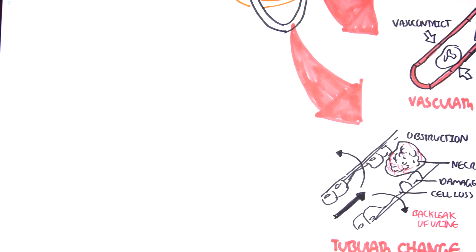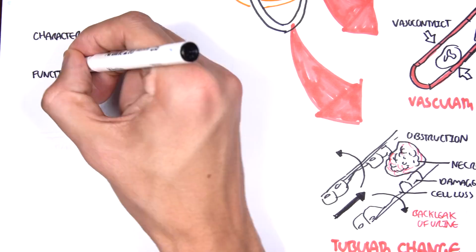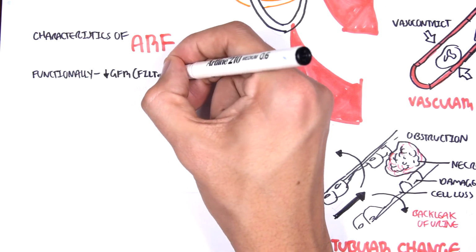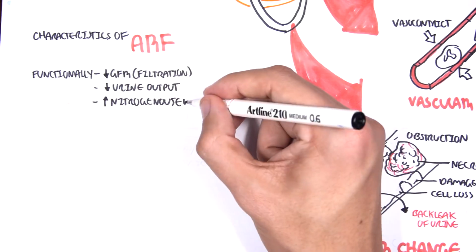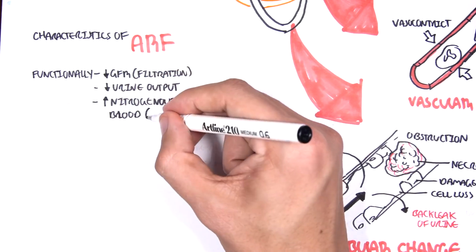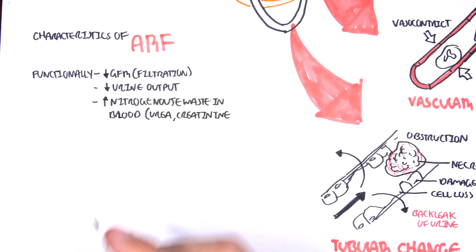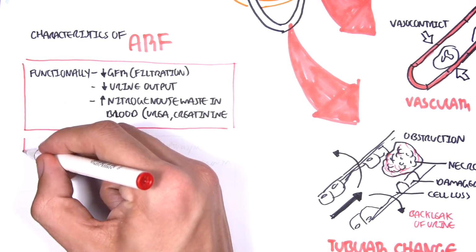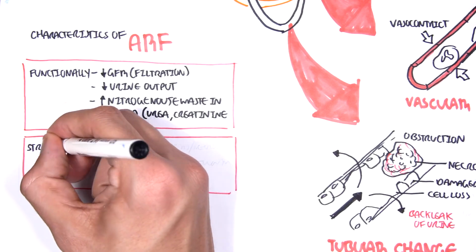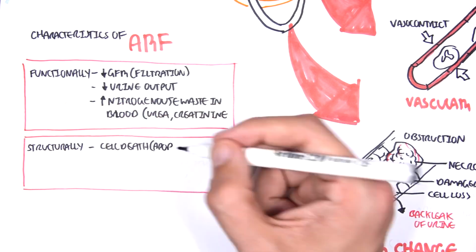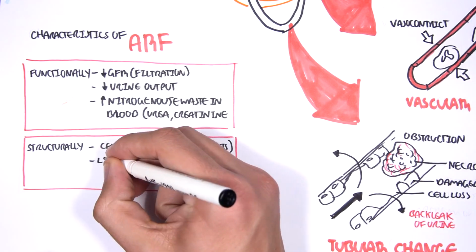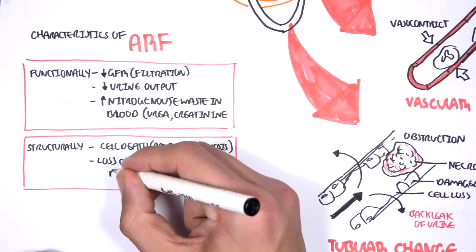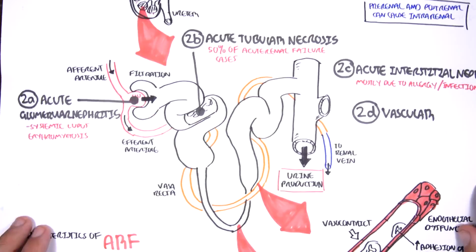Okay, so now just quickly going over the characteristics of acute renal failure. Functionally, we have, remember, a decrease in GFR, the filtration. This will lead to a decrease in urine output, and we will have, as a result of some problems in the tube, an increase in nitrogenous waste in the blood, such as urea and creatinine. And this is what we can use to measure acute renal failure, the severity. Structurally, in acute renal failure, we have cell death due to apoptosis or necrosis, as well as loss of adhesion to intrinsic renal cells. And this will lead to obstruction and stuff like that.